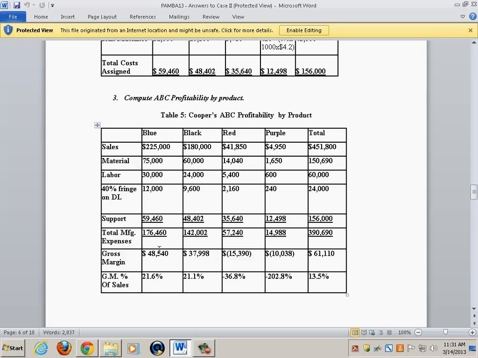Productivity, difference in... point. White and proper, 6.8% of sales. Purple is a normal, 0.8% of sales.